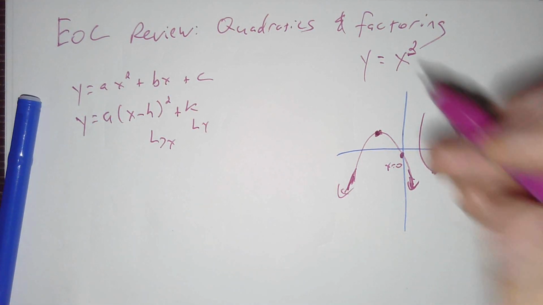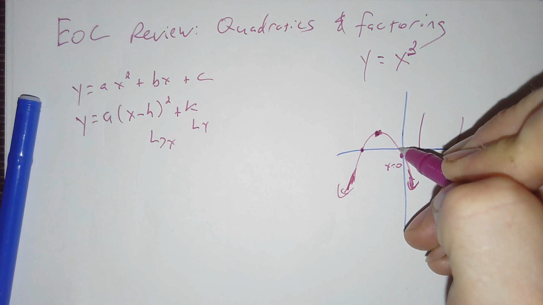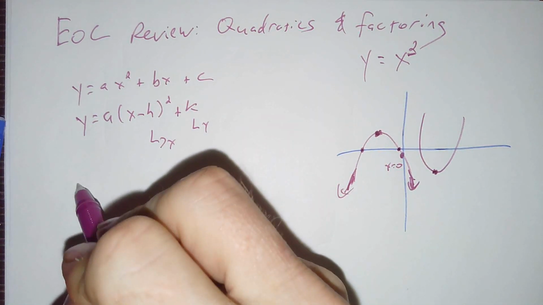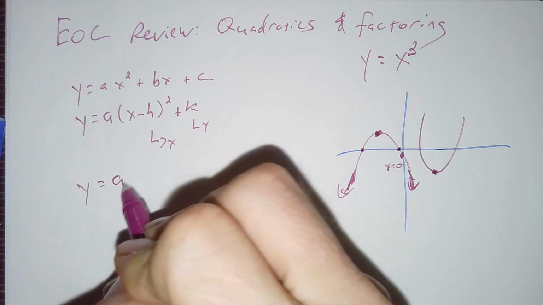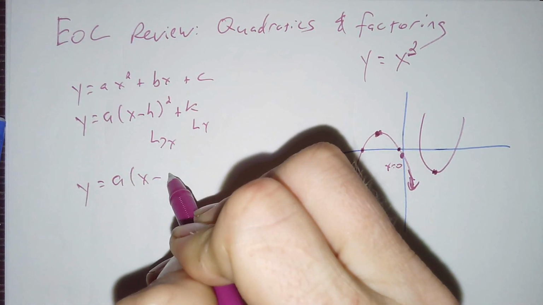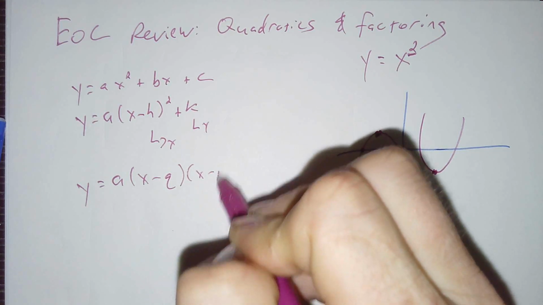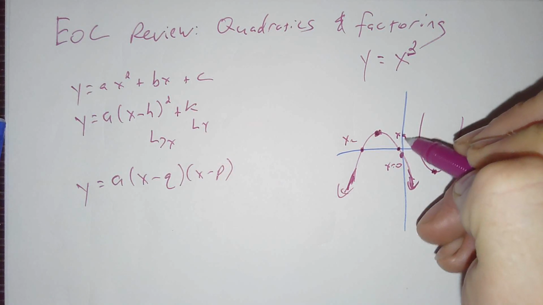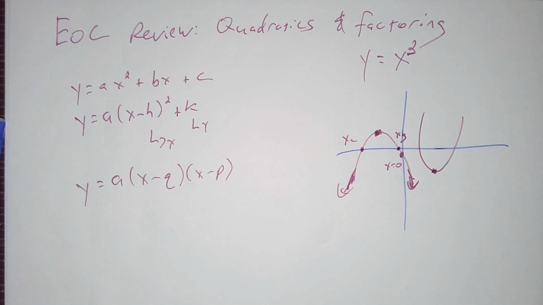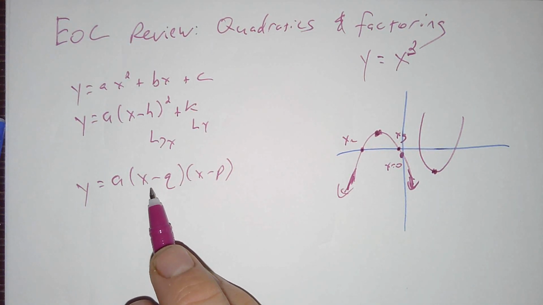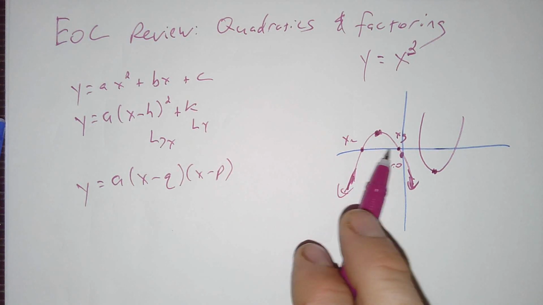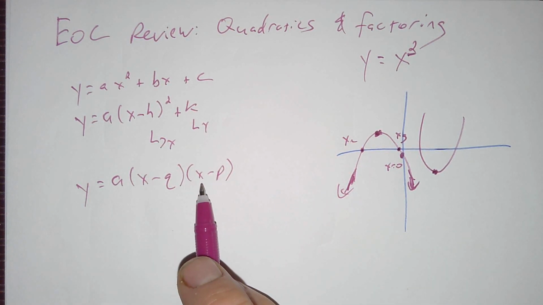And then the other two are the x-intercepts. The x-intercepts can be given to you in y equals a times x minus q and x minus p, where p and q represent the lesser and the greater x-intercepts. Doesn't matter which one is which. Recognize that the negative means it's the opposite of the sign on the coordinate points. So if these are negative x's, these would be positive x's in the equation.